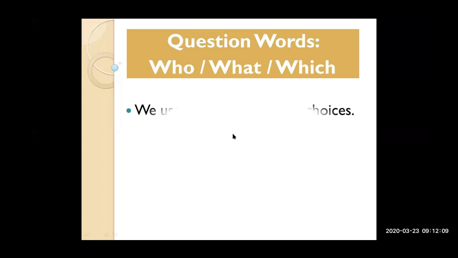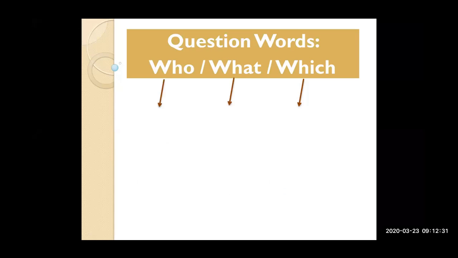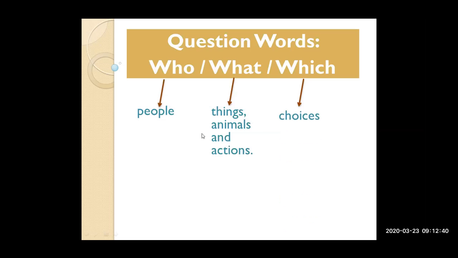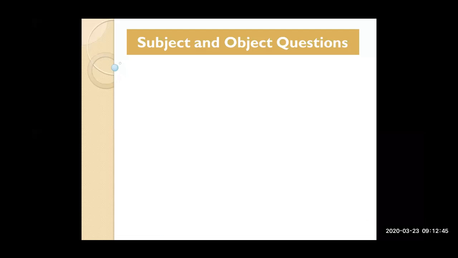We use which to ask about choices. Which jacket did he order? He ordered the blue jacket. So, a summary: we use who to ask about people, what to ask about things, animals, and actions, and which to ask about choices.